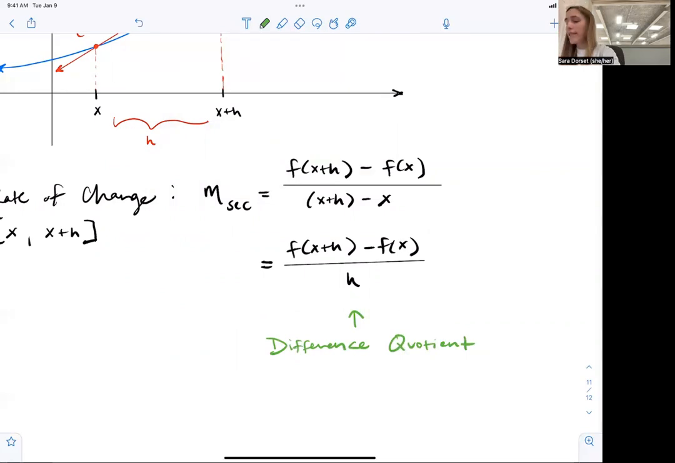And you can find the difference quotient for any given function and use it as a formula for calculating average rate of change over an interval, which would be thinking about how the dependent variable is changing with respect to how the independent variable is changing over that interval.